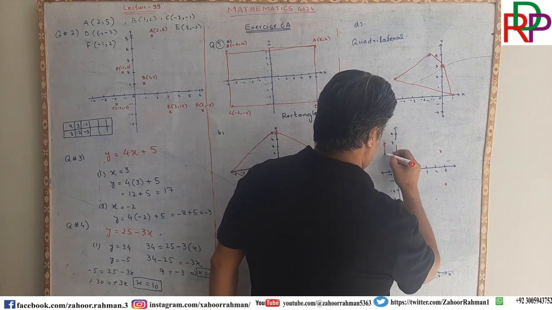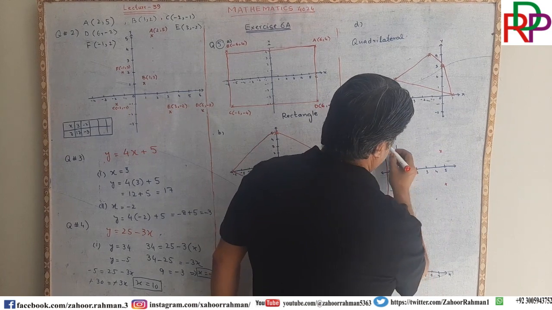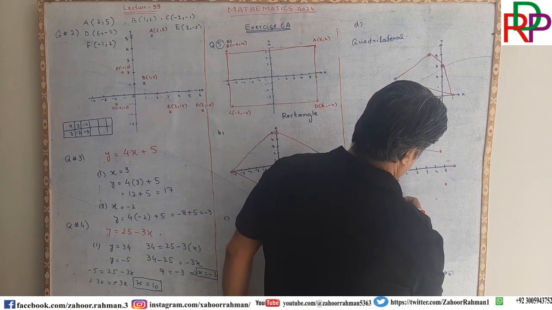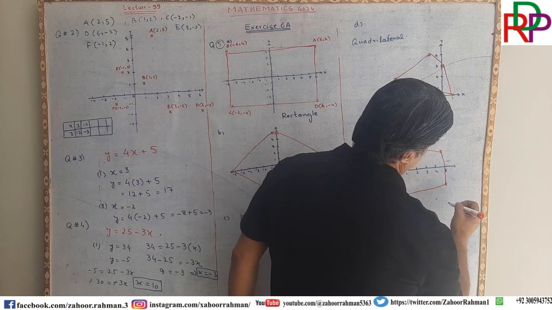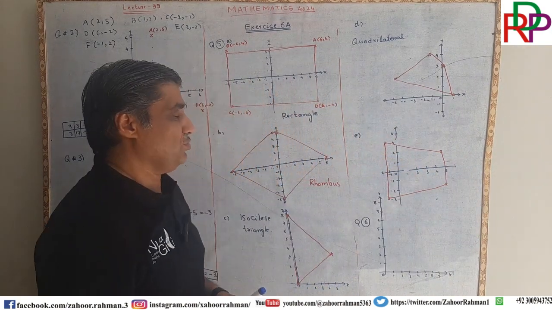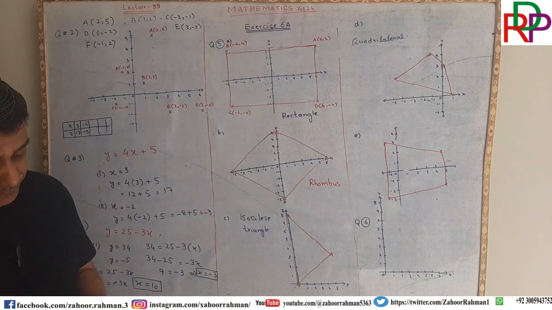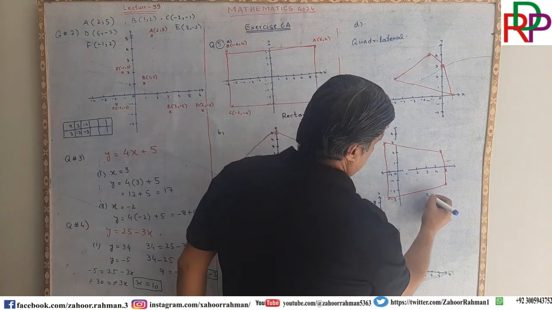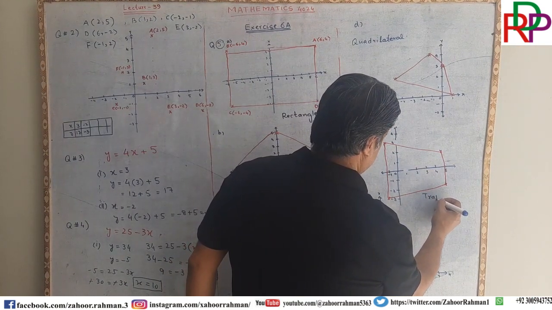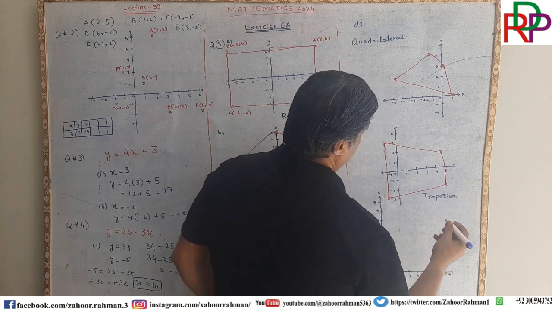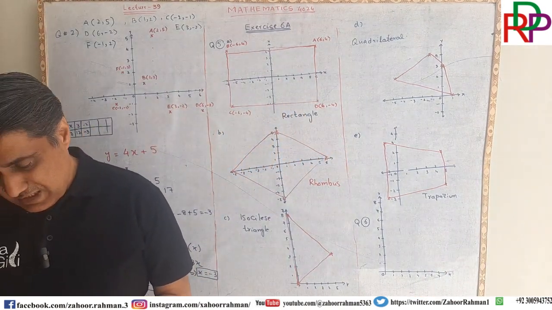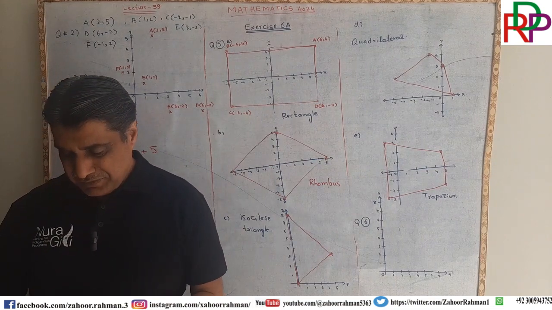So when we are connecting these points, there are two parallel lines and two non-parallel lines. So it is a trapezium. In this case, it is a trapezium.